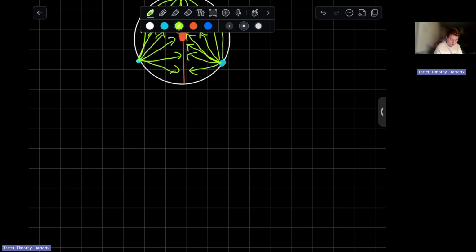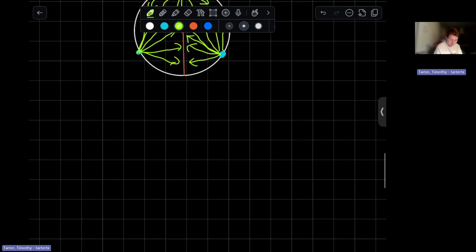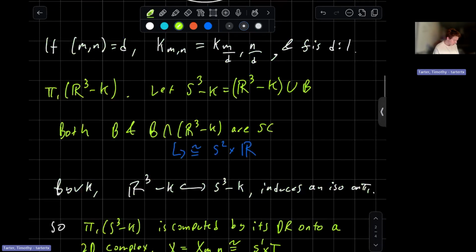These two deformation retractions do not agree on their common domain of S1 cross S1 minus K, but this is easy to correct by distorting the flows in the two solid tori so that in the space both flows are orthogonal to the knot. After this modification, we now have a well-defined deformation retraction of S3 minus K onto X.